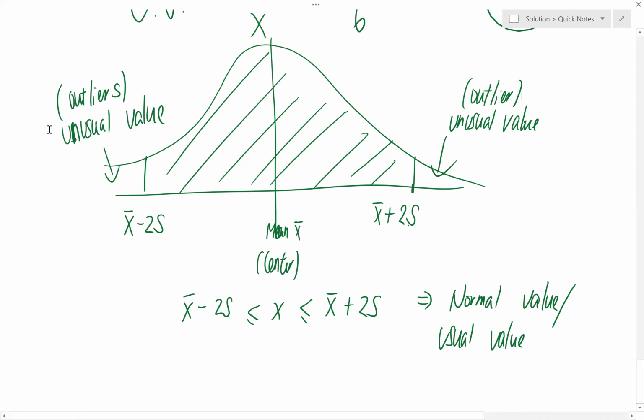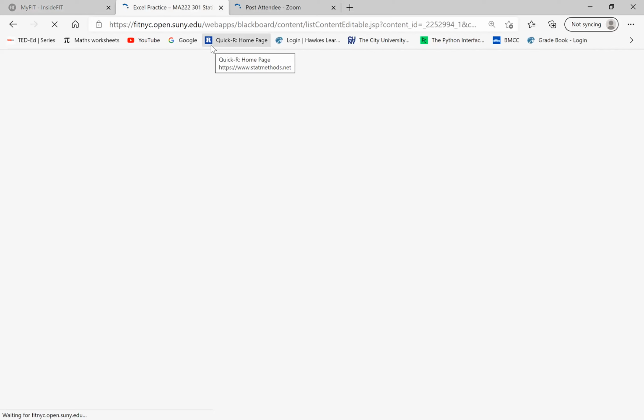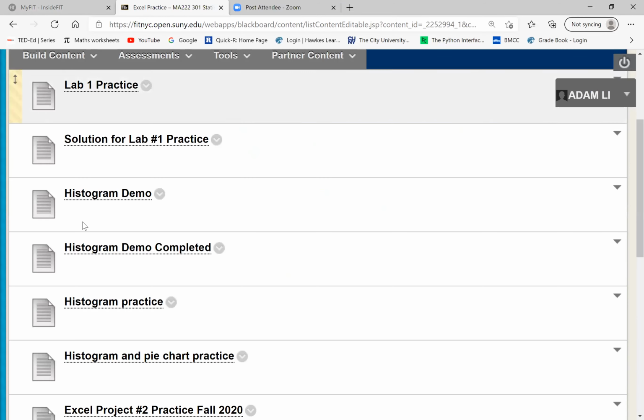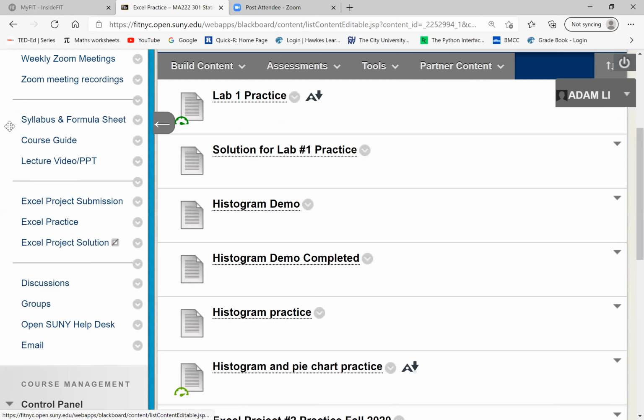Okay. Now let's analyze one of the actual data sets. I want you to go to Blackboard. Now open this one. Within our Blackboard course, go to the Excel practice, this one, and open the histogram demo. Okay. All right, let's open that. Now let's perform a similar analysis on this data set. Open that file. I already opened it. Let me share it with you.